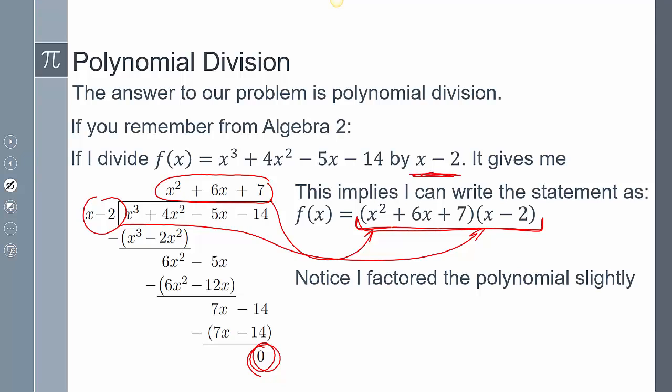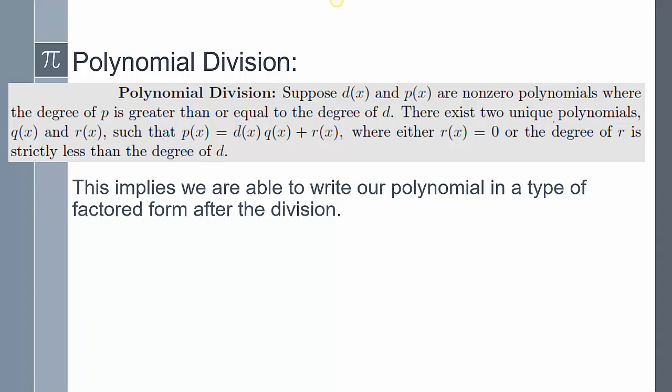And so I know in the future we're going to think, well, wait, why did I know to divide by x minus 2? Where did that come from? We're going to learn that. We're eventually going to get to the ability to find what values I need to divide by. Right now we're not focusing on that. Right now we're just focusing on how to divide.